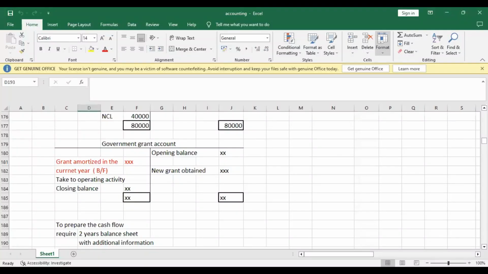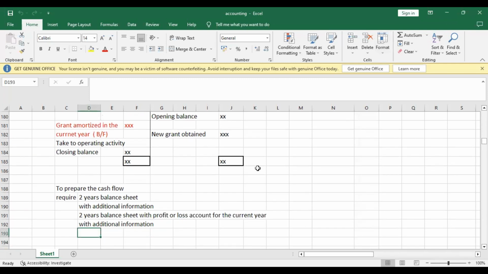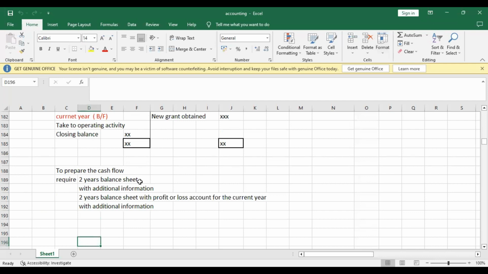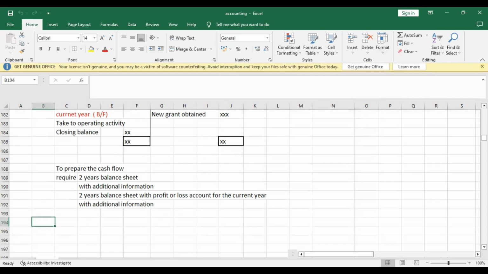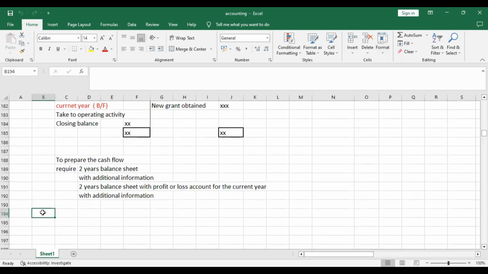So you are able to see the Excel sheet. We are continuing the same Excel sheet. For the first 10 minutes we will construct the problem, then we will proceed with the solution. So let me take the example.